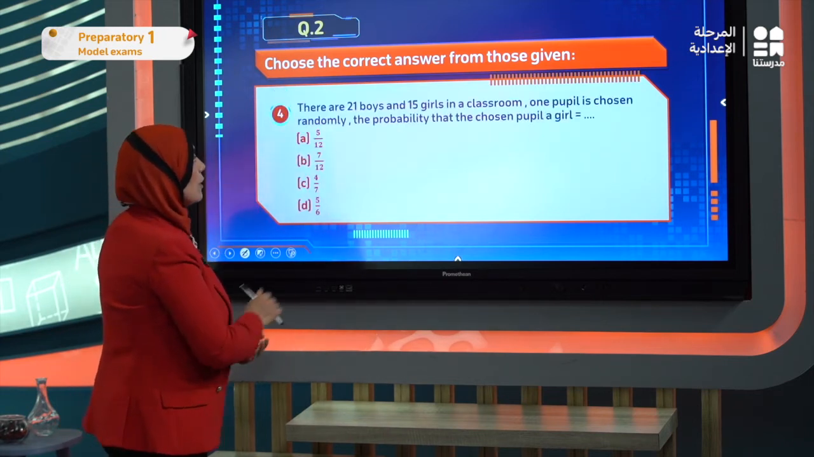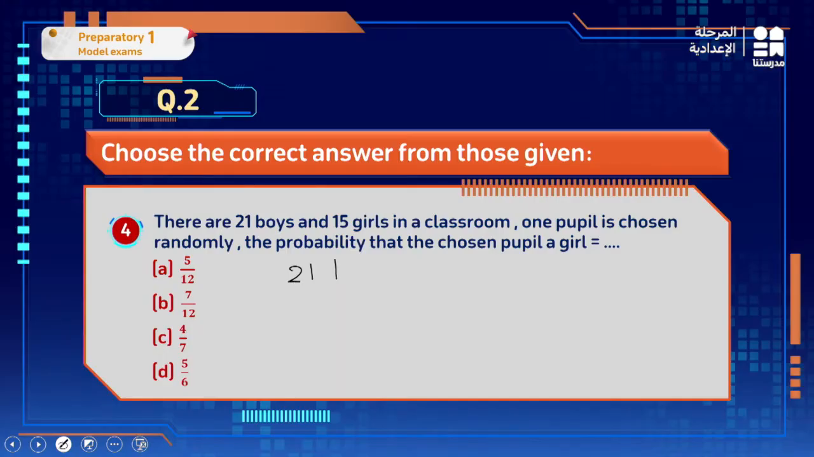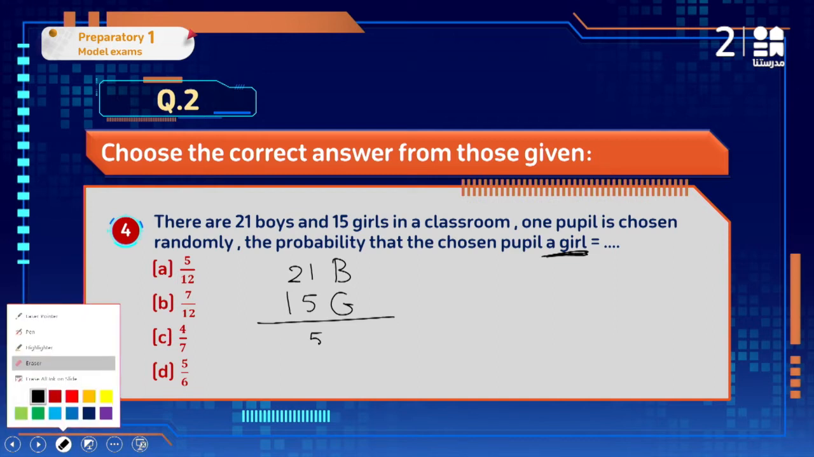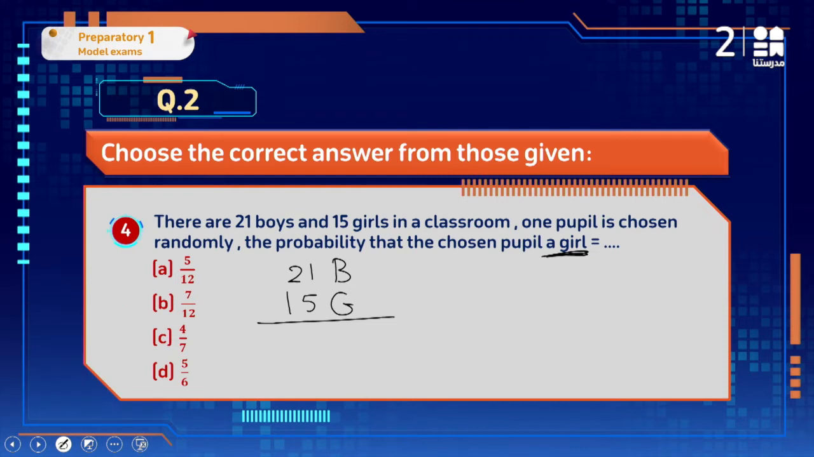Question 4. There are 21 boys and 15 girls in the classroom. One pupil is chosen randomly. The probability that the chosen pupil is a girl, how can I find it? First of all, we need to add them to get the sample space. So it is 21 plus 15, which is 36. So for the girl, the probability of a girl is: the number of girls is 15.